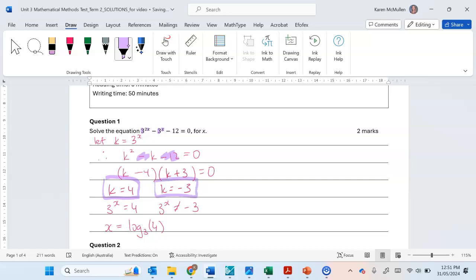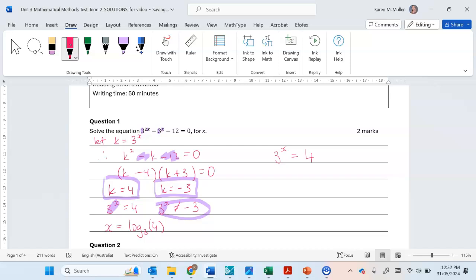So we do have to then substitute 3 to the power of x for k. You can see what I've done there. Instead of k equals 4, it's 3 to the power of x equals 4, and then 3 to the power of x equals negative 3. You can't solve for a negative, because there's no solution. So we're only looking at 3 to the power of x equals 4. I might just do that over here.